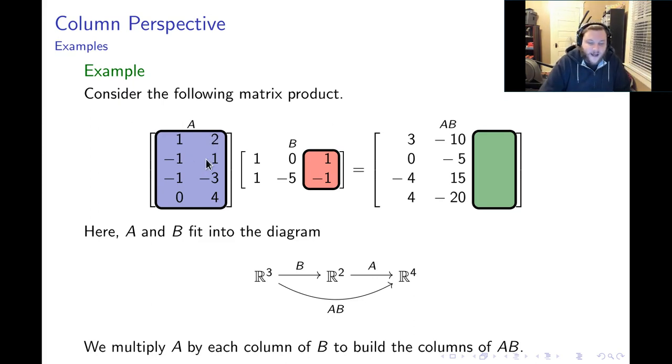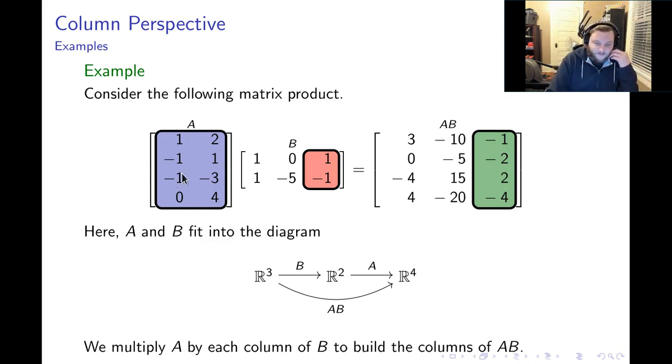Then we'll get -1 minus 1, which is -2. Then we'll get -1 plus 3, which is 2. And then we'll get 0 minus 4, which is -4. So now we've successfully built the whole matrix product.